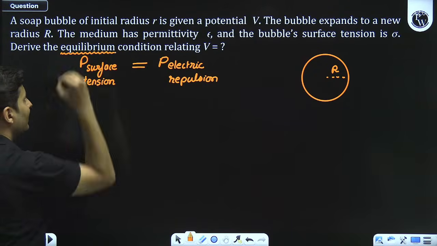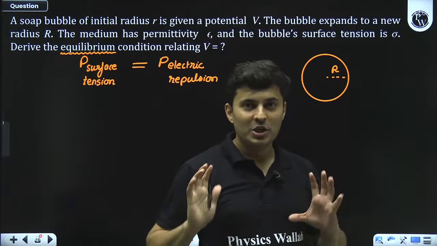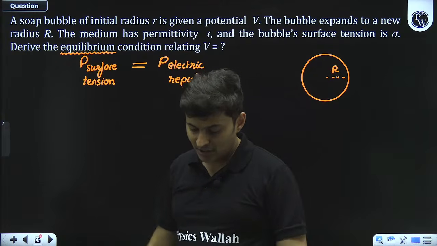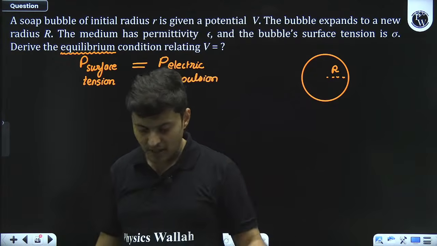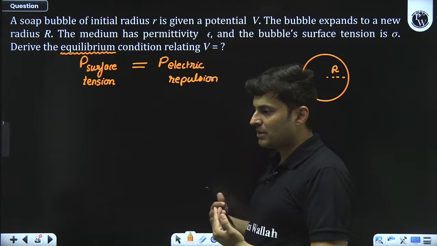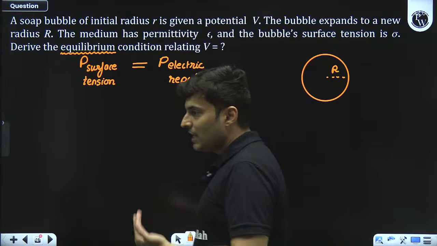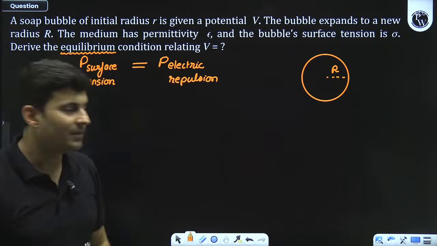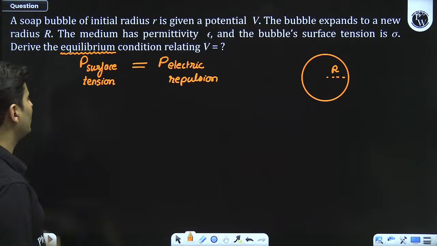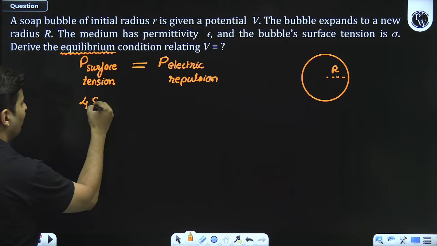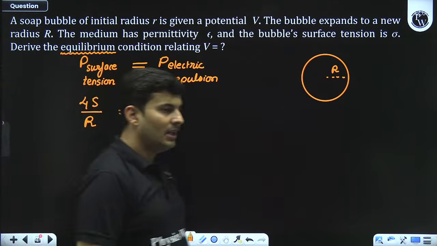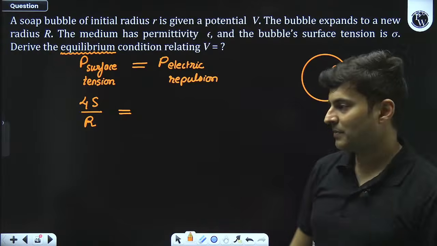They have said this word equilibrium is achieved. So inside, the excess pressure is being balanced by the electric repulsion. Is that now clear? Everyone with me? Okay. So when this happens, only then you're going to see that equilibrium will be achieved. So let's understand what the pressure due to the surface tension is. It is nothing but 4S divided by R. 4S divided by R. Okay.